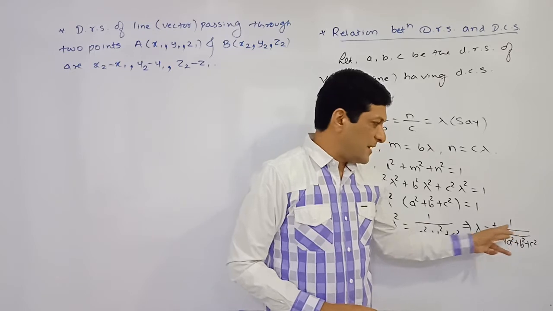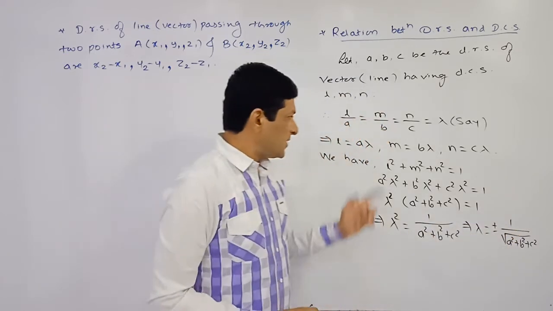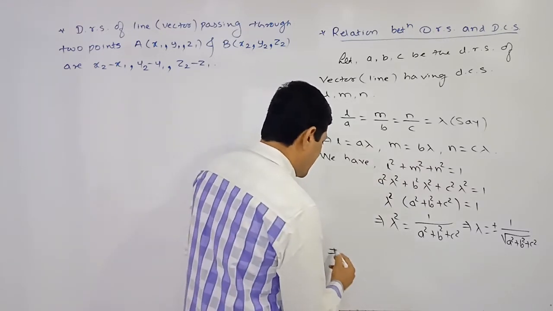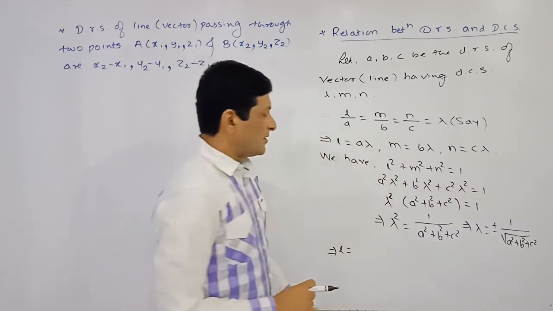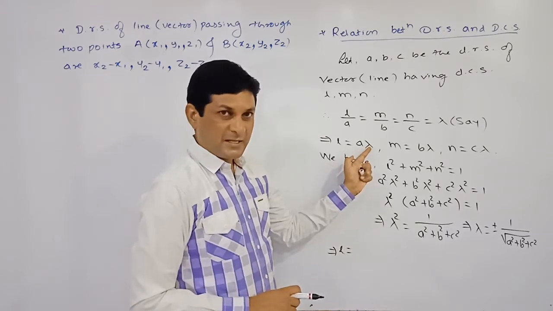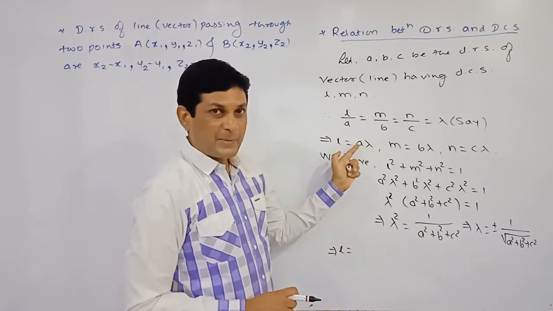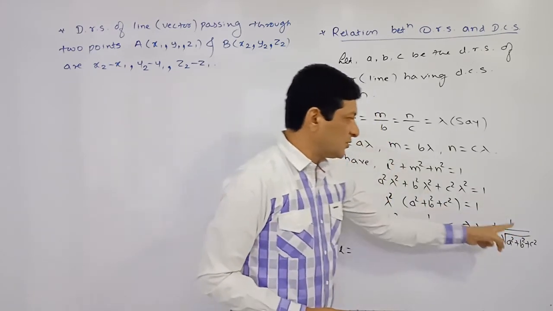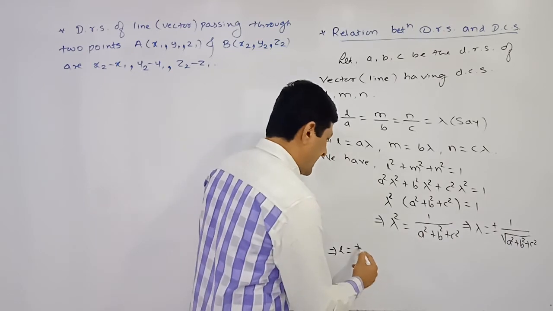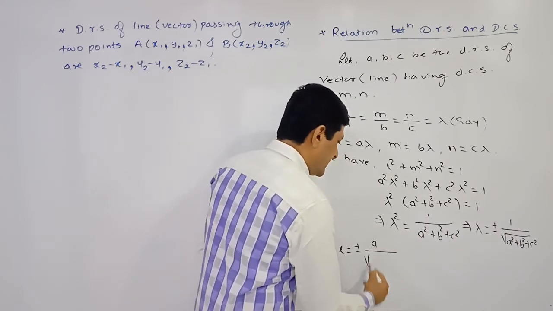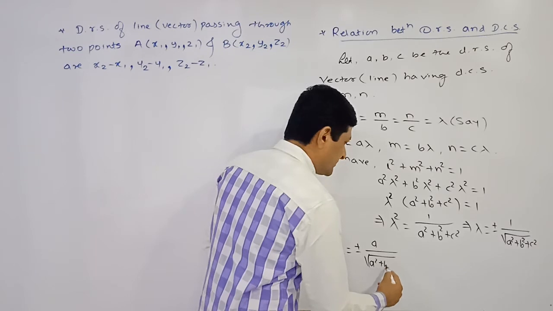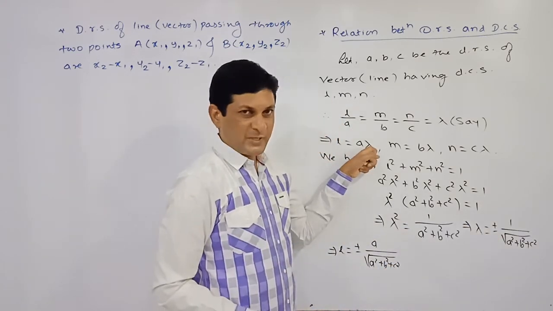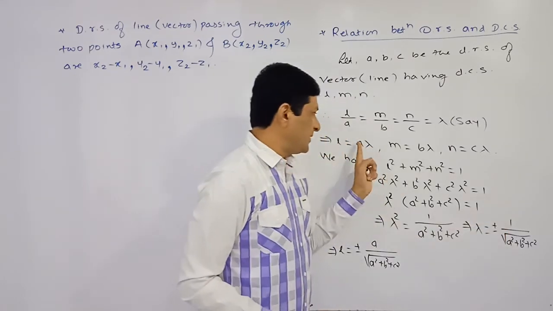Once this value of lambda is known to us, if we substitute the value of lambda in this expression, see what we will get. So this implies that L will be equal to, now I am substituting the value of lambda here, and which is the number multiplied to lambda? A. So A into this lambda means plus or minus A upon under root A square plus B square plus C square. Getting it? I am just substituting this value of lambda in this expression. So here the numerator is 1, 1 into A will be equal to what?